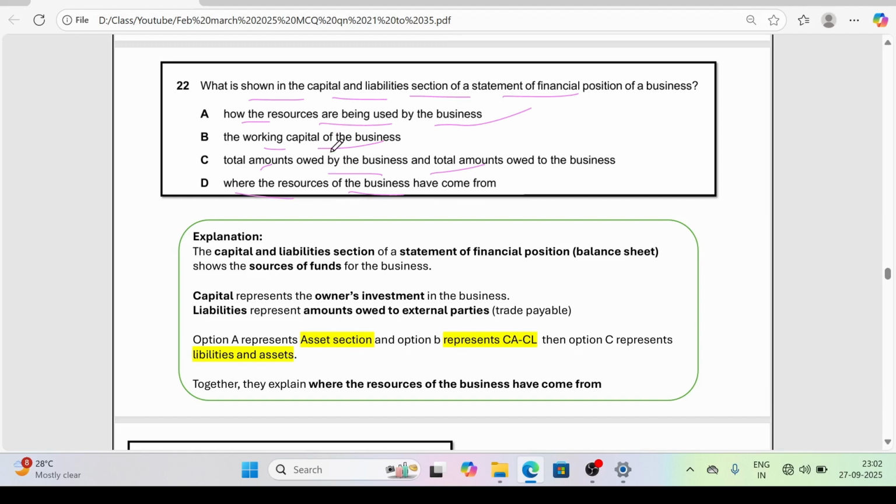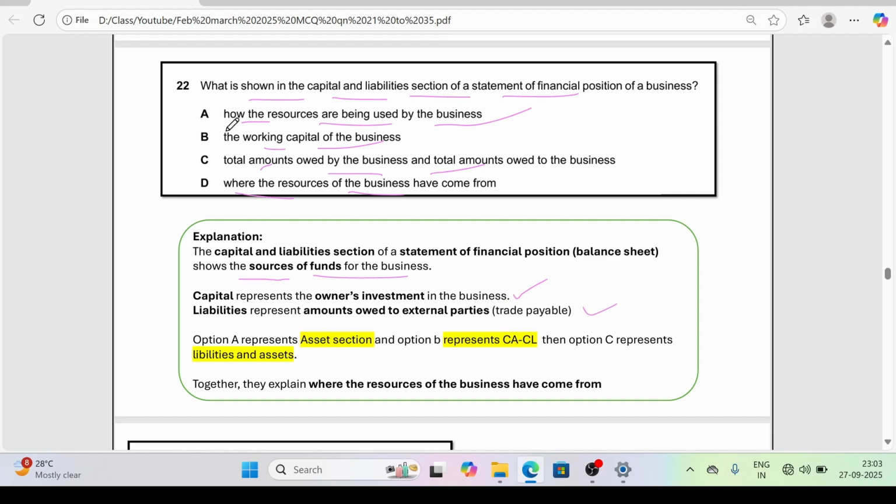Okay, this is a very easy question, what I noticed here. Capital and liabilities, everyone knows. Explanation: the capital and liability section of a statement of financial position shows the sources of funds for the business. Here capital represents the owner's investment in the business. Liability represents the amount owed to external parties like trade payables.